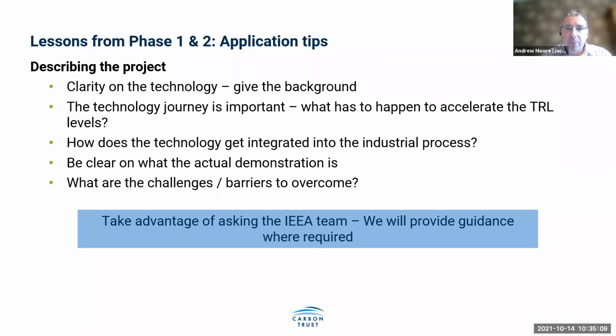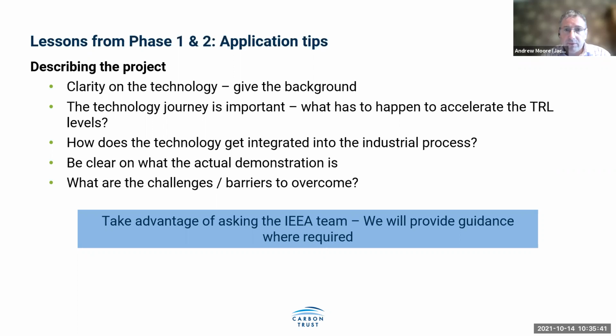As Paul mentioned earlier, part of the understanding is the background to the technology and how that progresses from its current TRL to TRL 8/9 in the demonstration project. Understanding that journey is really important, and particularly where projects start at TRL 5/6, we need clarity in the application on the acceleration that needs to happen such that we end up with a strong demonstration project.